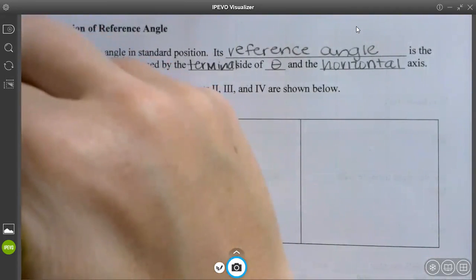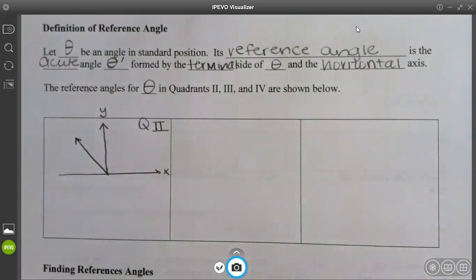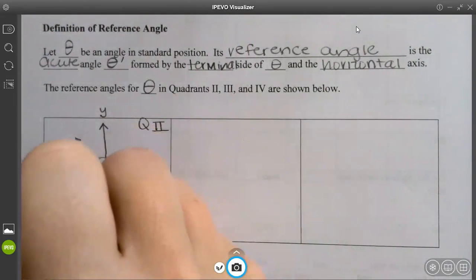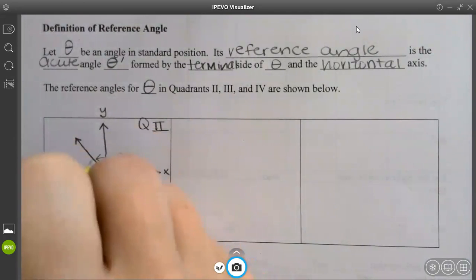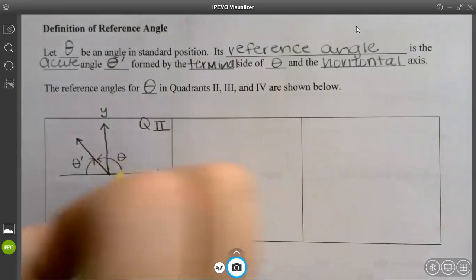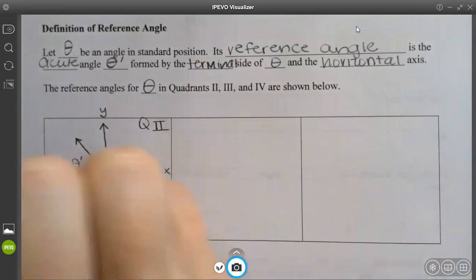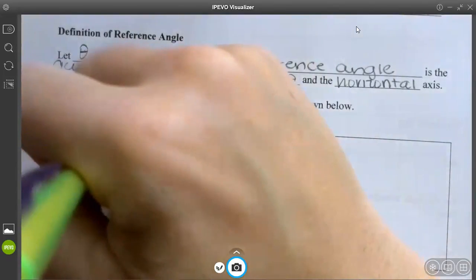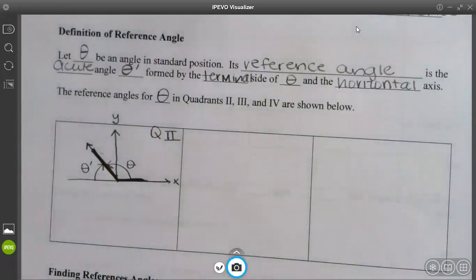If I have an angle over here, this angle is your theta. This angle is your reference angle. So again, if you want me to make it a little bit darker, the angle that we're looking at is this one. Again, going counterclockwise is your theta. And then however far it is from the horizontal axis is your reference angle.